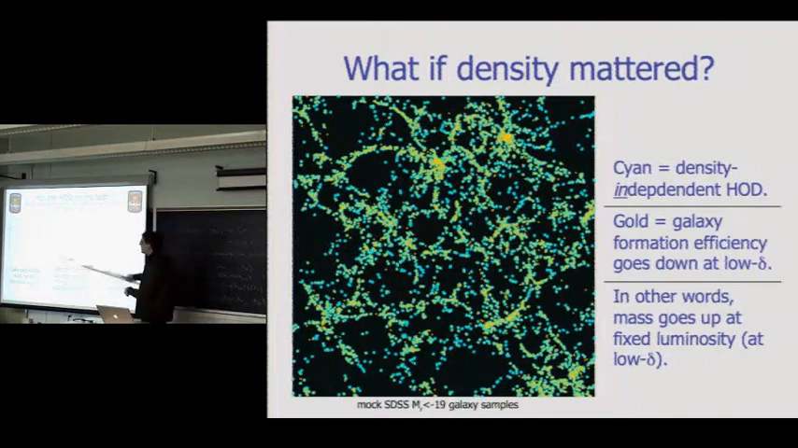Well, this is the two-point correlation function for those two models. They're practically directly on top of each other. The red is the density-dependent HOD. The black was the standard HOD. And you can never differentiate between these two models based upon the two-point correlation function alone.